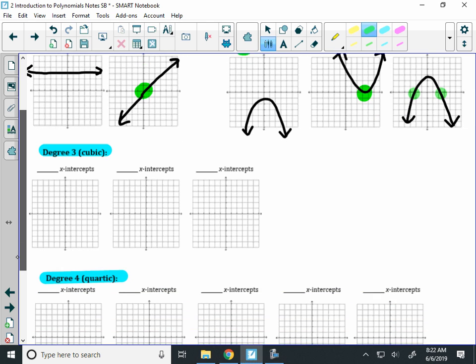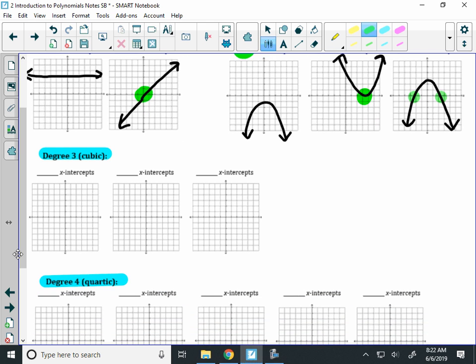When I have a degree 3 polynomial, since my arrows are going in opposite directions, I actually have to cross the x-axis. There's no way I can draw an arrow going in the opposite direction that won't cross the x-axis, because eventually that arrow on the right will come up through because it's going to infinity. So I have to have at least 1 x-intercept here. So let's draw this graph. As I cross the axis there, there's 1 x-intercept.